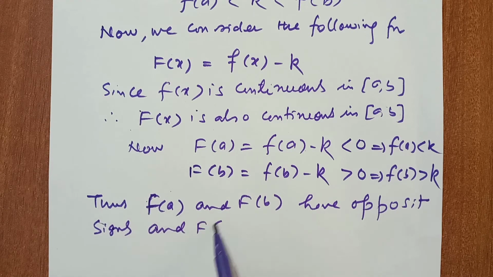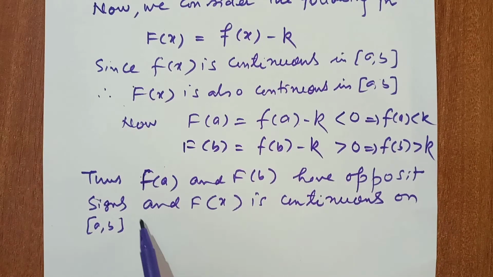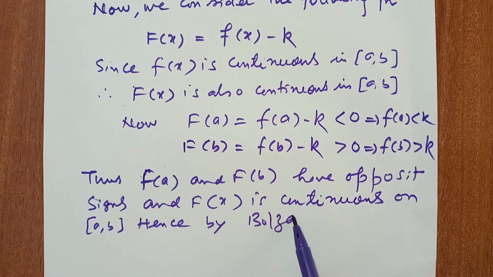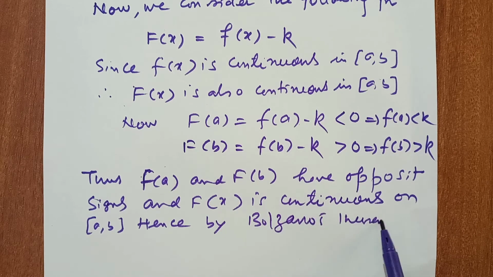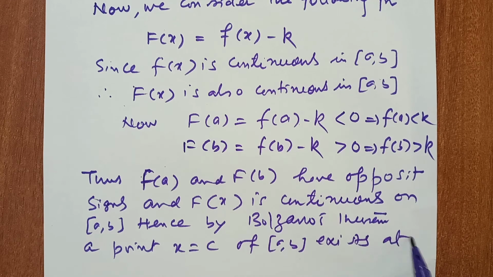and F(x) is continuous on the closed interval [a, b]. Hence, by Bolzano's theorem, a point x equal to c in (a, b) exists at which F(x) equals 0.